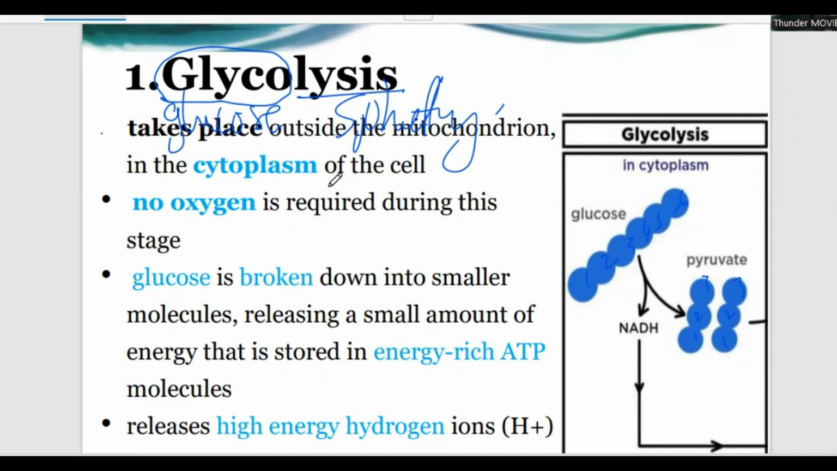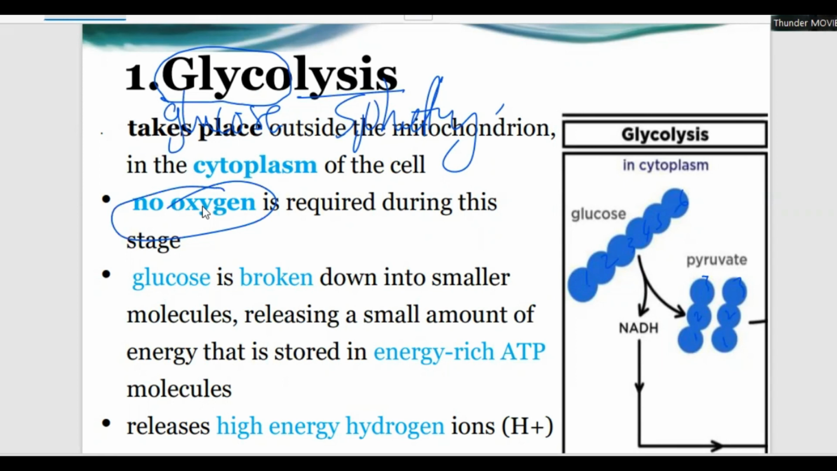We have to take note that this process occurs in absence of oxygen. So oxygen is not required during this process. This links us to anaerobic respiration, which takes place in absence of oxygen. It means that when it is anaerobic respiration, it cannot undergo the other steps of the Krebs cycle and oxidative phosphorylation. Why? Because those 2 phases require oxygen. It is only glycolysis which takes place without oxygen being present.